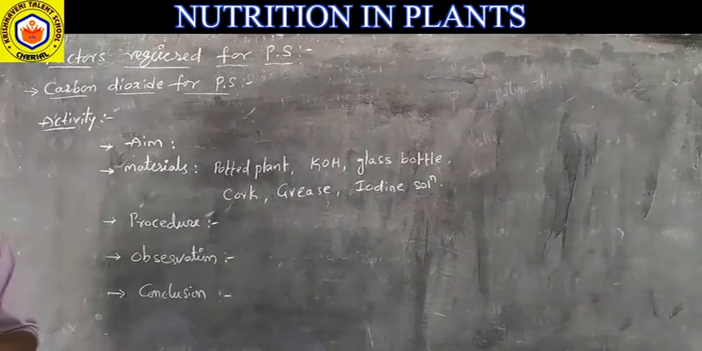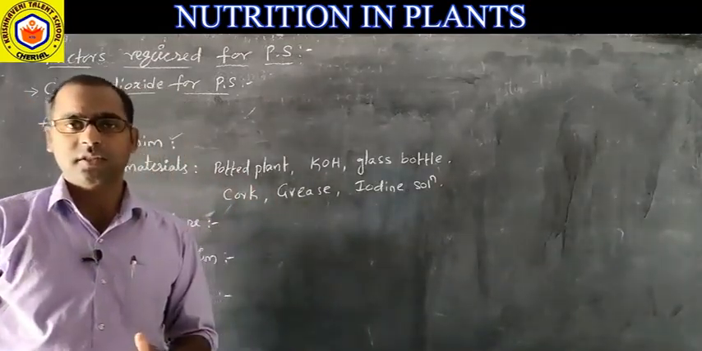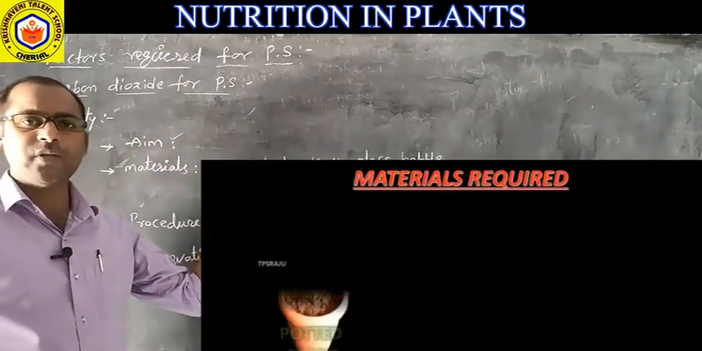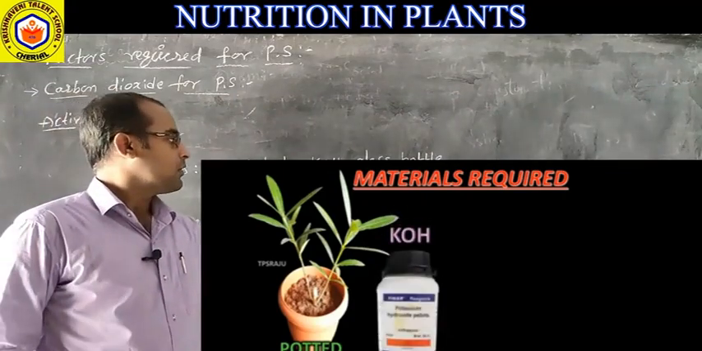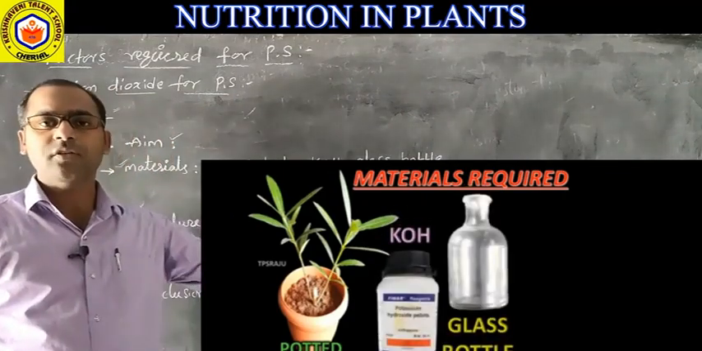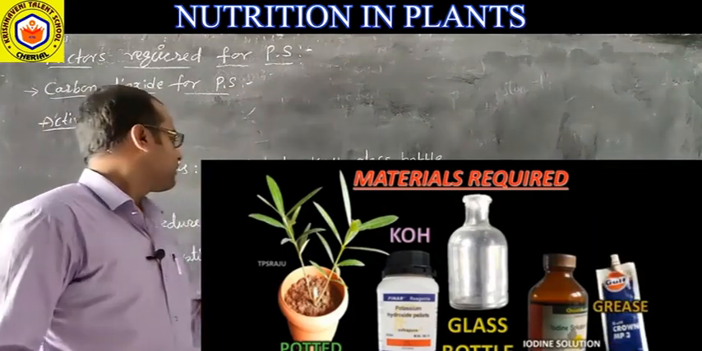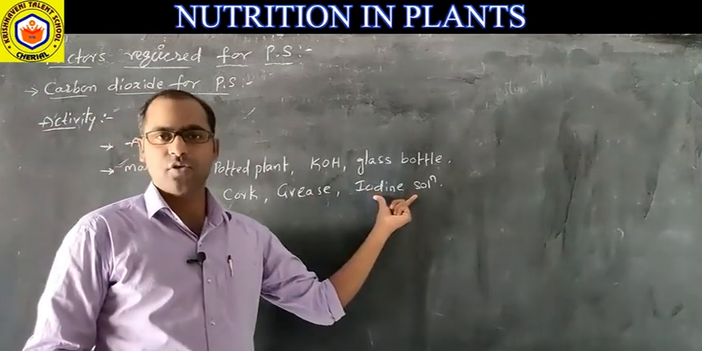So what is the aim of the activity? To prove carbon dioxide is necessary for photosynthesis. Next, what are the materials required? We need a potted plant with long narrow leaves, potassium hydroxide solution or potassium hydroxide pellets, a glass bottle, a split cork, grease, and iodine solution.